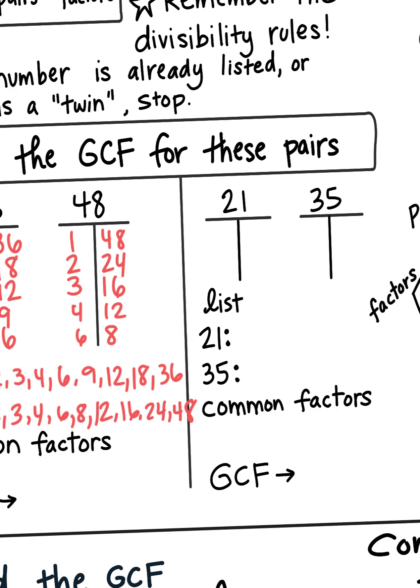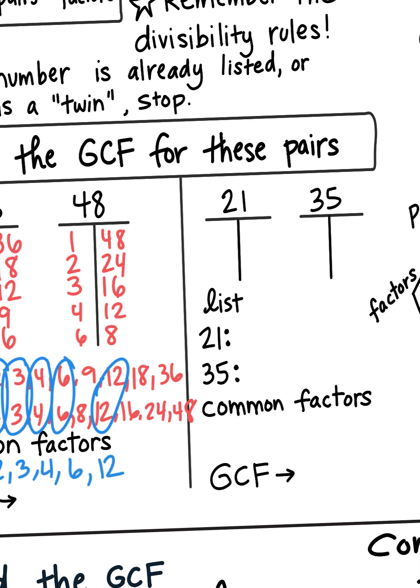And then I want to find my common factors. So depending on what method you like best, if you like the horseshoe or the T-chart method or the listing method, you go back and you find all of your common factors. So up here, I have 1, 2, 3, 4, 6, 12, and that's where it stops. So my common factors are 1, 2, 3, 4, 6, and 12. But my GCF, my greatest common factor, is 12.